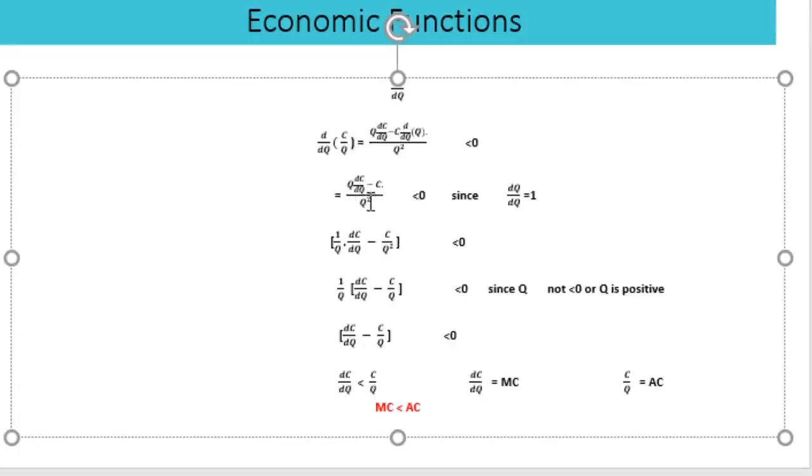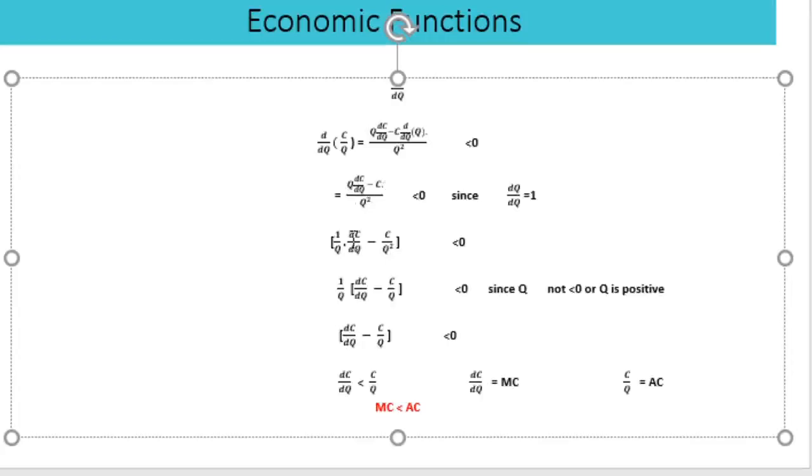Q into dC by dQ minus C into dQ by dQ. dQ by dQ equal to 1. Therefore, this is Q into dC by dQ minus C divided by Q square, which should be less than 0, since dQ by dQ equal to 1. Now we can write this equation as this Q square is common to Q into dC by dQ and C. Here Q and one Q can be cancelled out. The remaining is 1 by Q into dC by dQ minus C by Q square, or distribute this Q square to these two terms, that is, we distributed this Q square to these two terms.